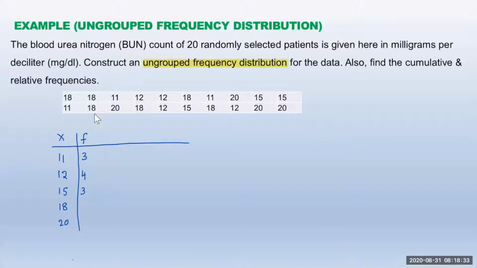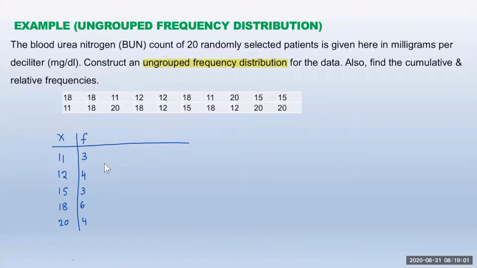18: 1, 2, 3, this is 4, 5, 6. 6 of them. So let me write 6 there. Then we have to count how many 20 are there. 1, 2, 3, 4. You have 4 twenties. So this is your frequency table, the ungrouped frequency table.